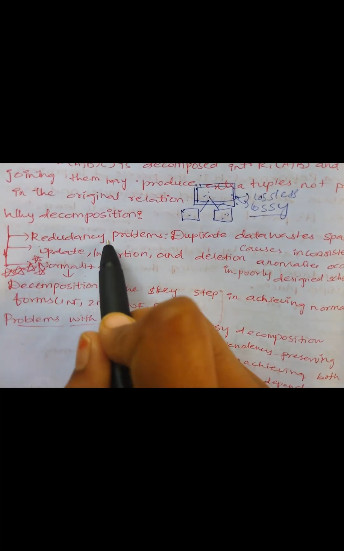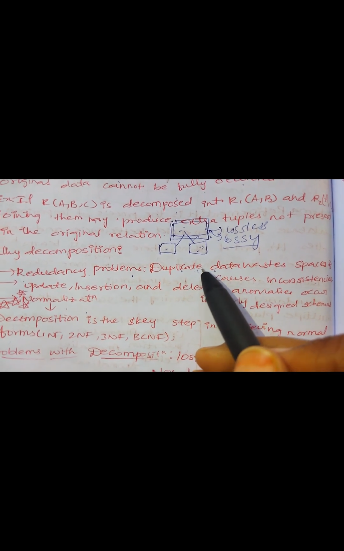Why decomposition? Why is this concept introduced? Because of redundancy problems. Redundancy problems occur when duplicate values are present in the table, which results in inconsistency or a redundancy problem. To recover from this problem, the decomposition concept is introduced. Inconsistency also causes wastage of space. Update, insertion and deletion anomalies are also introduced.